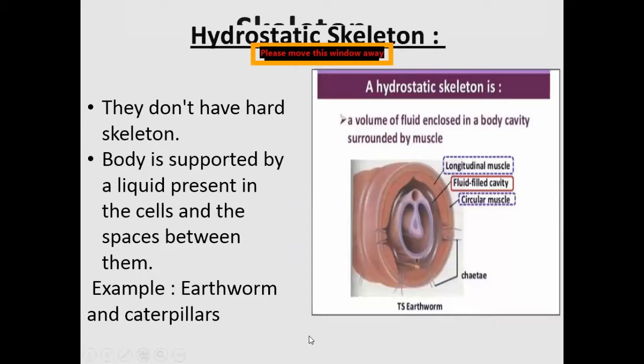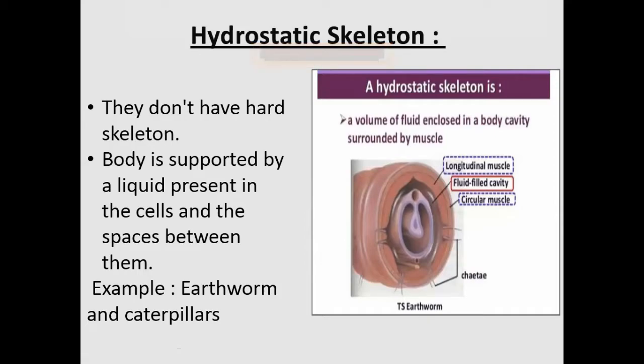Now next, first we have the hydrostatic skeleton. Okay, they don't have a hard skeleton. For hydrostatic, the word hydro shows that some liquid is present. So hydro means having a liquid; we are relating it with a liquid. So they don't have a hard skeleton, which means their skeleton is not hard. The body is supported by a liquid present in the cells and the spaces between them.